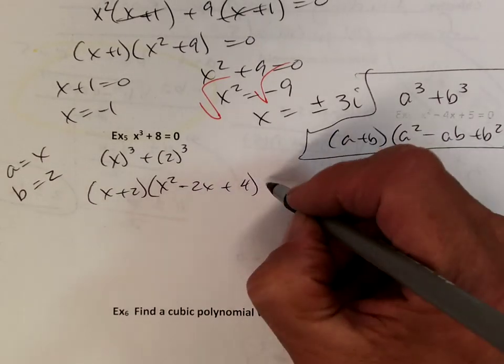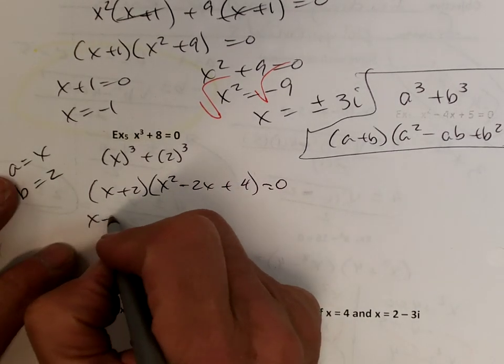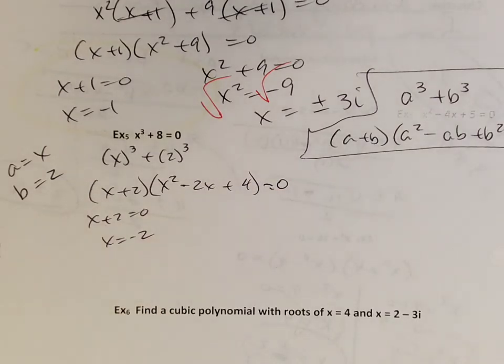I'll let you look at that, okay? We did that last year. I don't know if you remember that or not, but we did this last year, okay? Now, from here, mini equations. Well, one mini equation is easy. X plus 2 equals 0, x equals negative 2, correct? That's easy, negative 2. But how about this one?